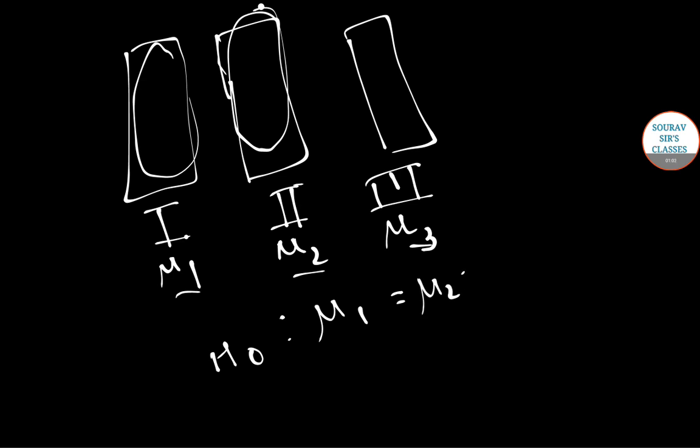To test whether these methods produce different means, we test the hypothesis H0, which is μ1 equals μ2 equals μ3. That is, all the population means are equal. This is called the null hypothesis, and this is tested against the alternative hypothesis that not all the population means are equal, or there exists at least one pair of population means which significantly differ from each other.